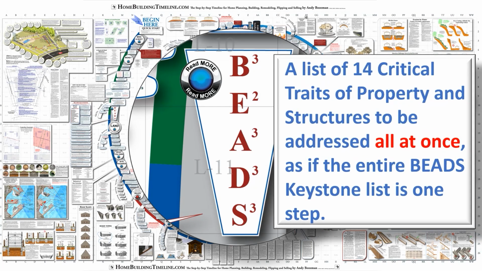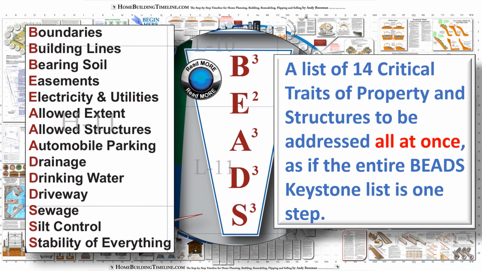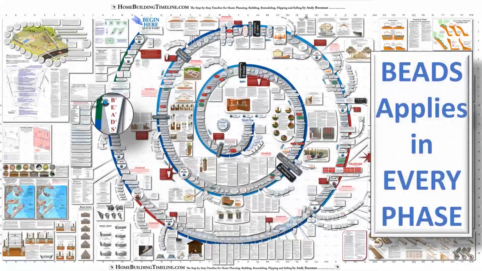It's a list of 14 critical traits of property and structures to be addressed all at once, as if the entire Beads Keystone list is one step. The Beads acronym comes from the names of the traits of property: boundaries, building lines, bearing soil, easements, electricity and utilities, the allowed extent of the structure on the property, the allowed types of structures, automobile parking, drainage, drinking water, driveway, sewage disposal, silt control, and the stability of everything, whether it's land or existing structures.